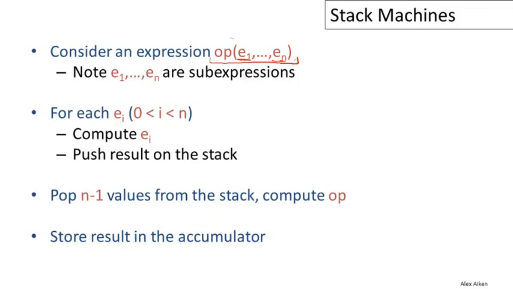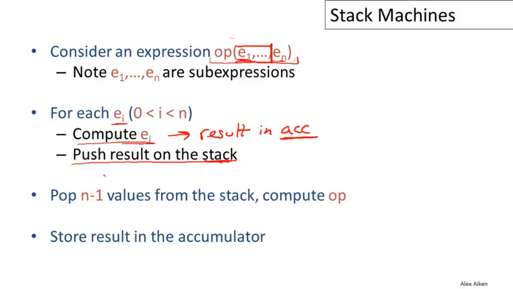For each of the sub-expressions, each of the arguments in order, we're going to evaluate it recursively using the same stack machine strategy, and when we evaluate e_i recursively, the result will be in the accumulator. Then we're going to push that result onto the memory stack. We take that result, free up the accumulator, and save it on the portion of the stack that's in memory. We do this evaluating the sub-expressions for the first n-1 arguments, so everything except the last one. We use this same strategy.